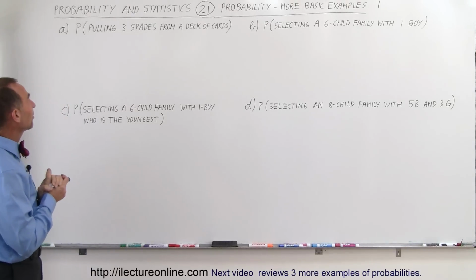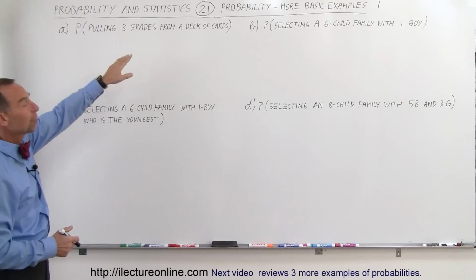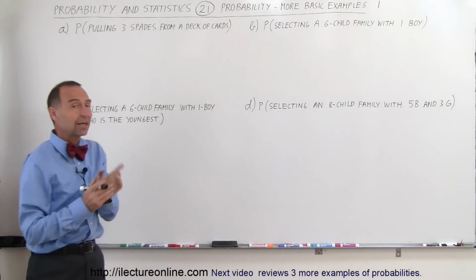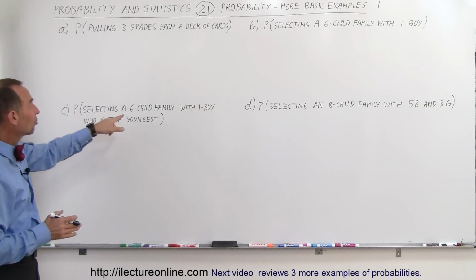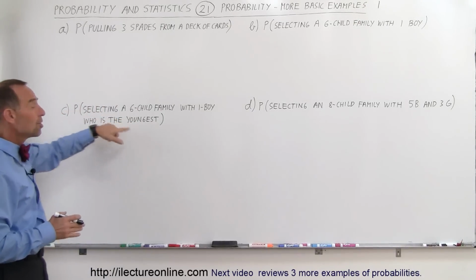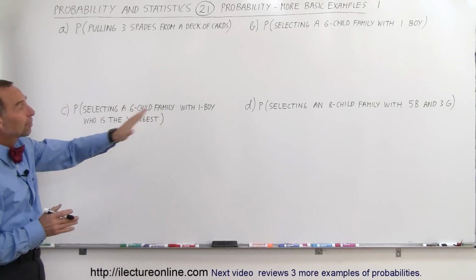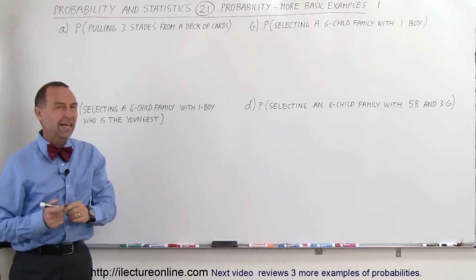Now let's see if we learned what we've seen in all the previous videos, with some general examples of what we've learned to date. Here we have four examples. First, we're going to try to find the probability of pulling three spades from a deck of cards. Then the probability of selecting a six-child family that only has one boy and therefore five girls. Selecting a six-child family with one boy who is the youngest of the six and all others are girls. And finally, the probability of selecting an eight-child family with five boys and three girls.